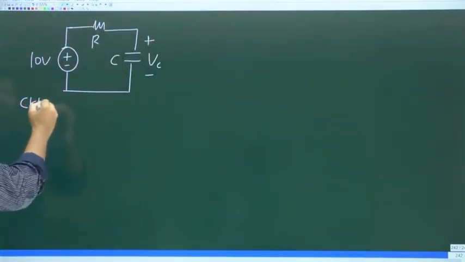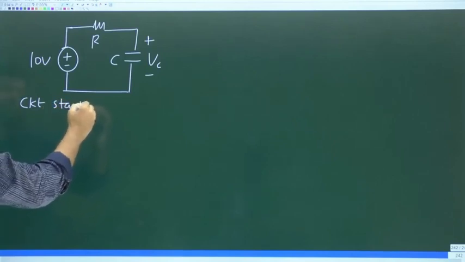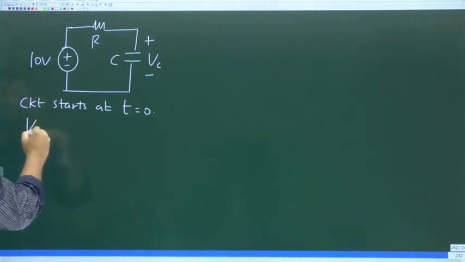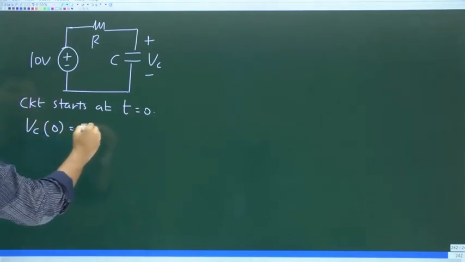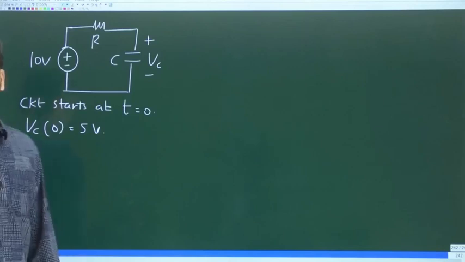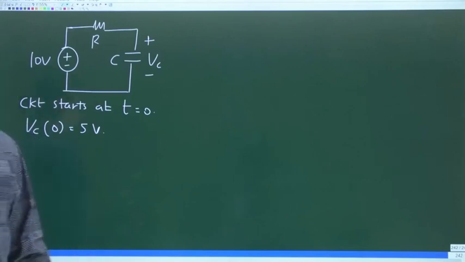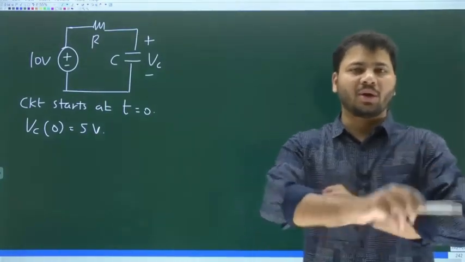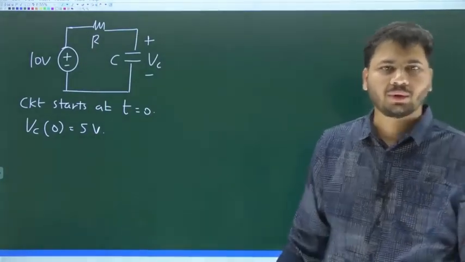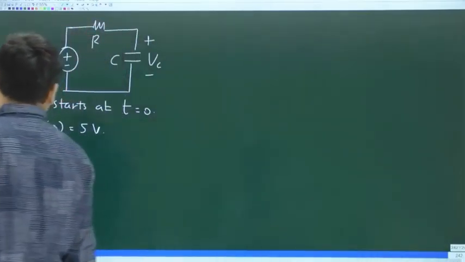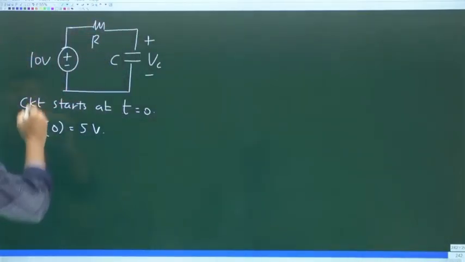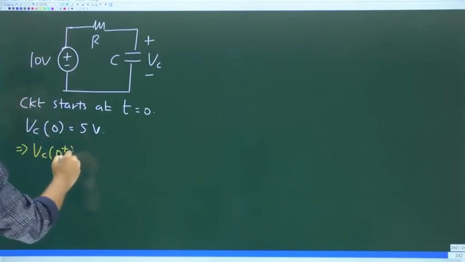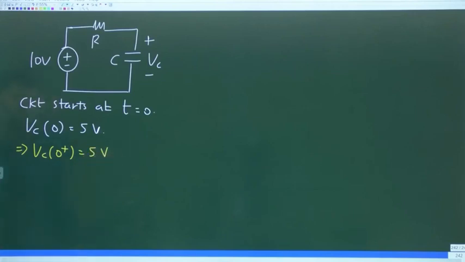This circuit, it also starts at t equal to 0. But let's say the initial voltage across the cap, it is some 5 volts. So what is VC of 0? It's the initial voltage across the cap. It is how much? It is 5 volts. So given that VC of 0 is what? 5 volts, does it not mean VC of 0 plus is also going to be 5 volts?